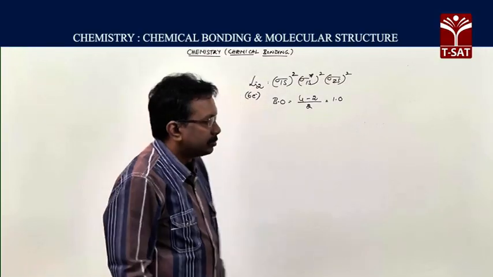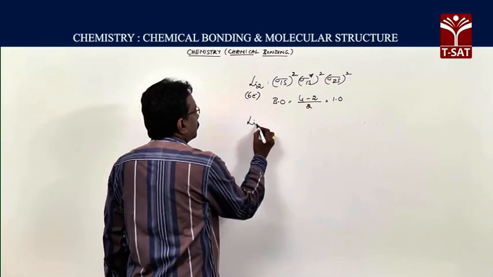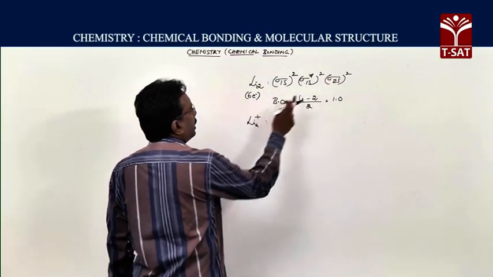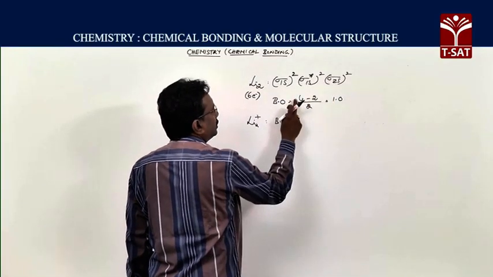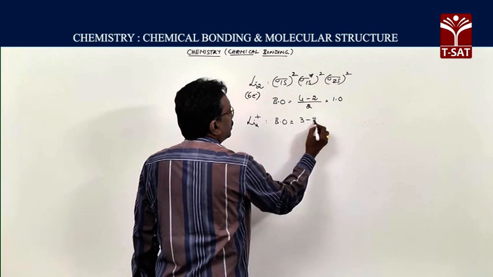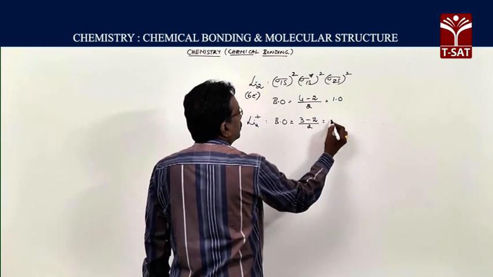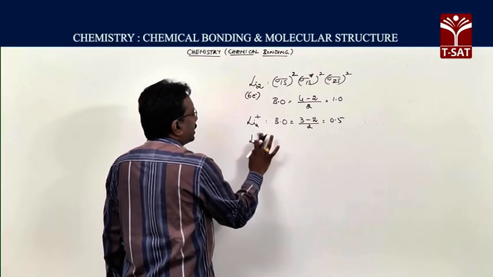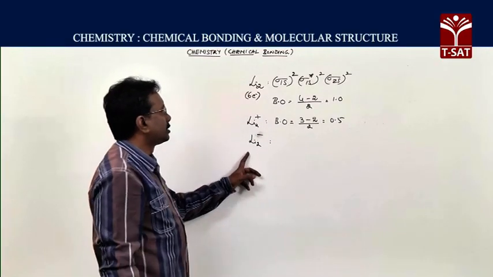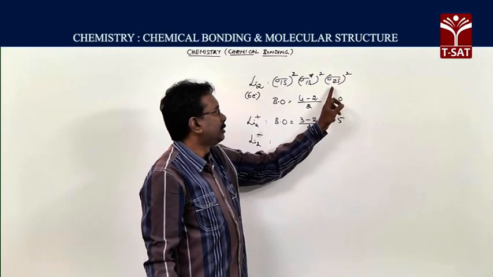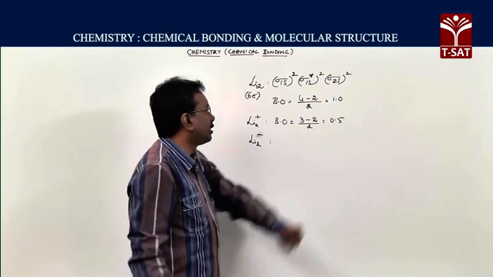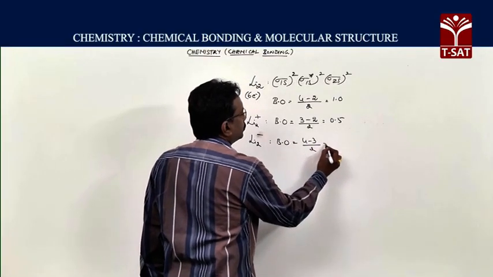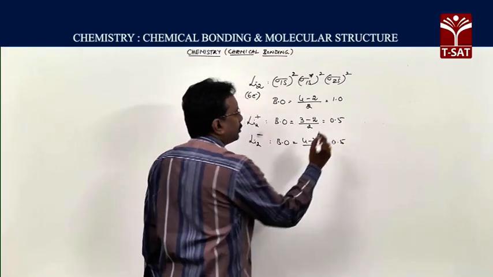Now, if you observe Li2 plus ion, then bond order is equal to, that means we have to remove an electron from a bonding orbital, then this is (3 minus 2) by 2, it is 0.5. Now I am going to Li2 minus ion. Li2 minus means we have to add one more electron, but we have to add it to an anti-bonding orbital, then bond order becomes (4 minus 3) by 2, that is 0.5.